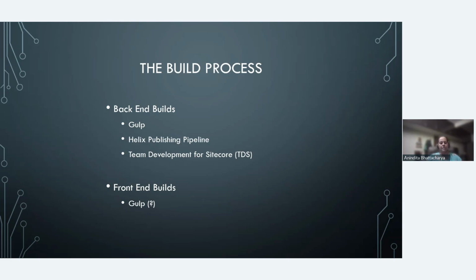So these are the three things. One of these three things will definitely be there in your project. I think more recently it's more about Helix Publishing Pipeline because TDS does come with a considerable cost. So however you are deploying to your local Sitecore instance, ideally you should be using the same even on the server.